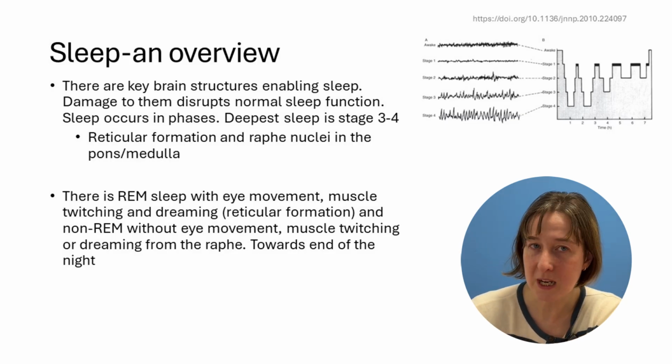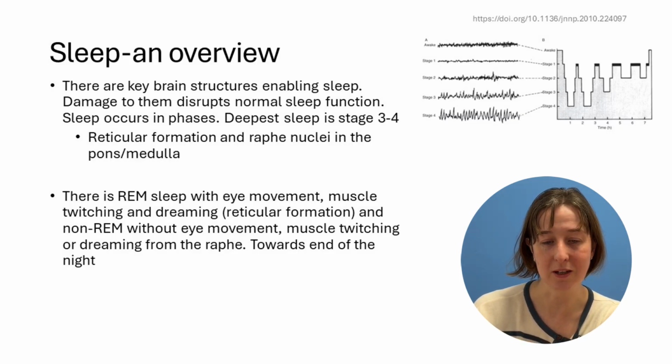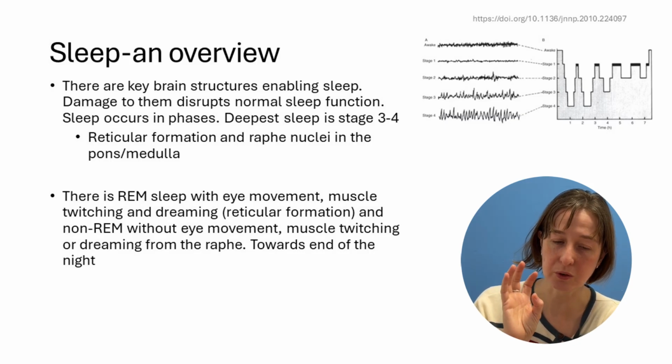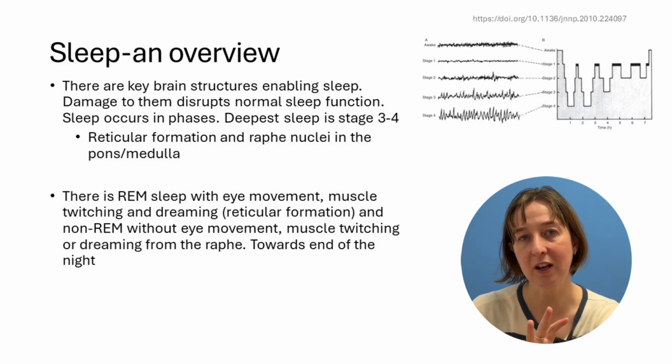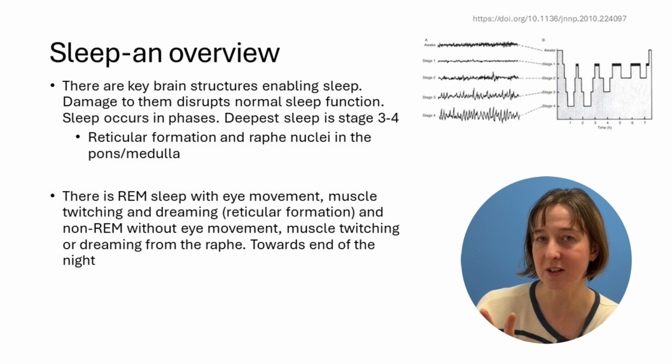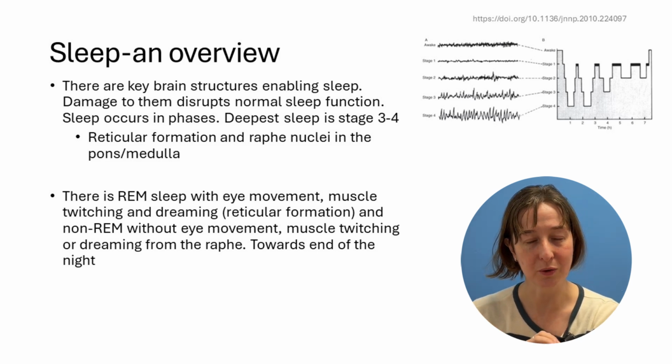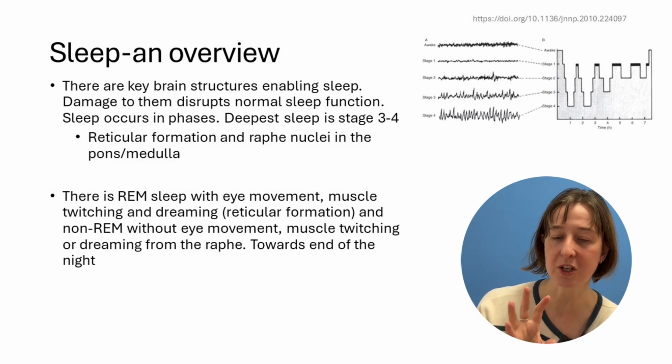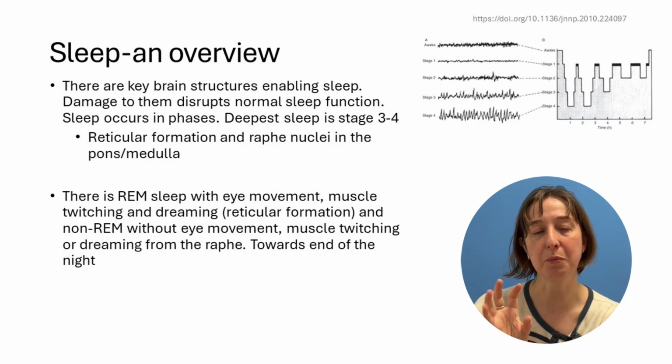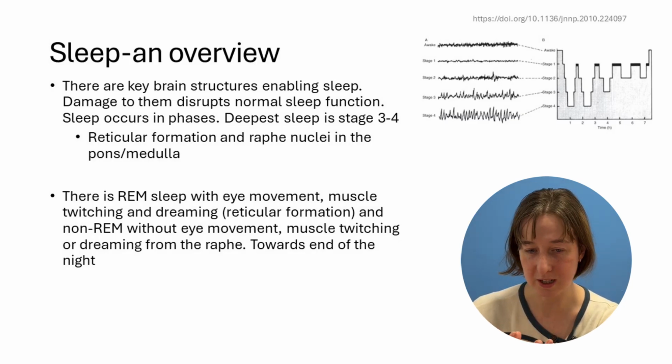And there are key structures that are involved in enabling sleep. So there's something called the reticular formation, the raphe nuclei. There are different areas of the brain stem. There's an area of the brain called the locus coeruleus, but essentially the reticular formation, the raphe nucleus in the pons and medulla are involved in generating sleep.